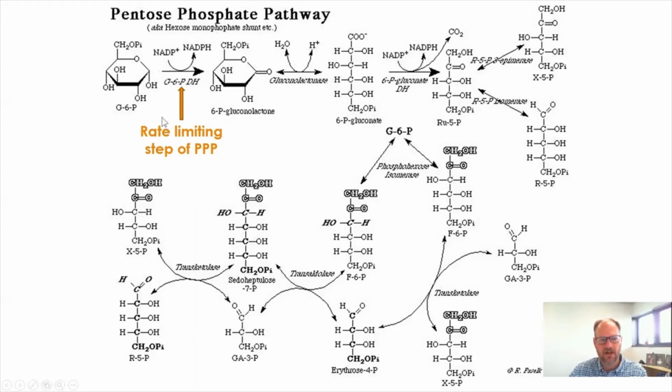And the very first step that we're going to start with here is at the rate limiting step of glucose-6-phosphate dehydrogenase. This is the rate limiting step for the oxidative portion of the PPP, and is the portion where carbon is committed in, and we get our first oxidation event generating this reduced NADPH.